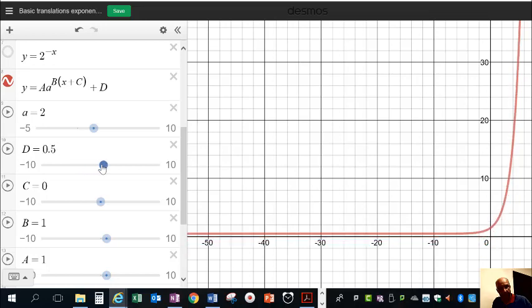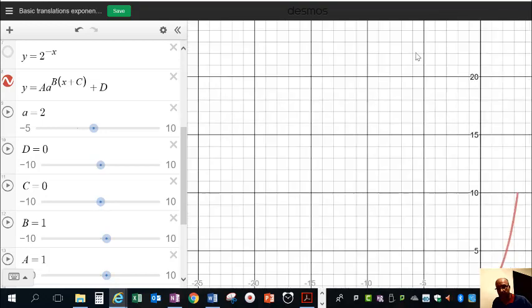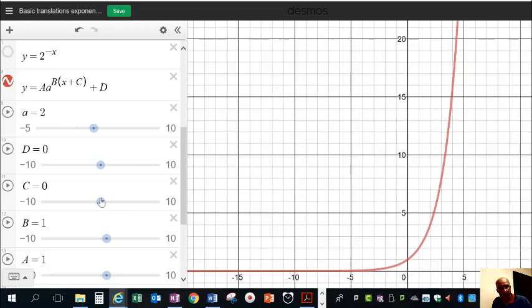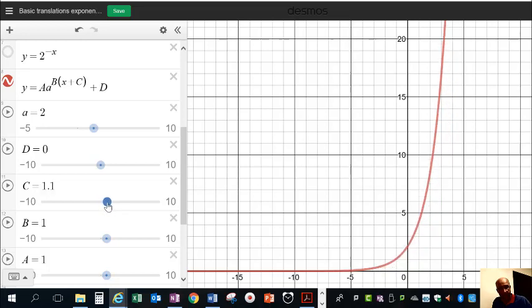I'm going to put it back at 0 now, so we can look at just one thing at a time. The next one I want to look at is the other translation, x plus c. When c is 0, you've got your standard curve there. If we make it c plus 1, have a look at which way it's going. It went to the left. Alright, c plus 2, 3. As we increase that, it translates the curve to the left. We take it back to 0, it's in its natural position there.